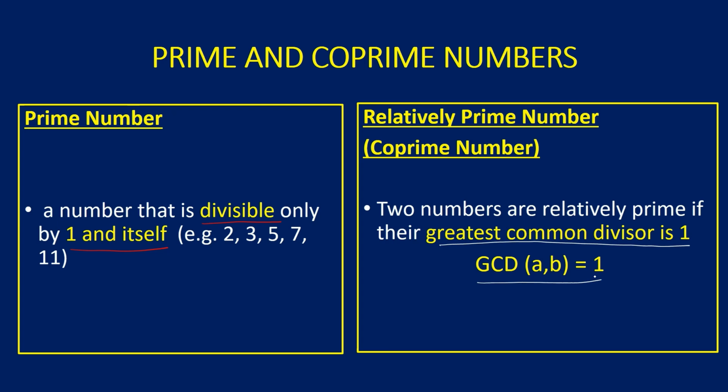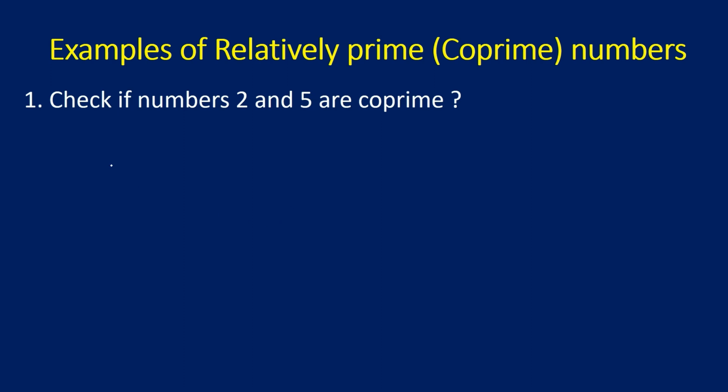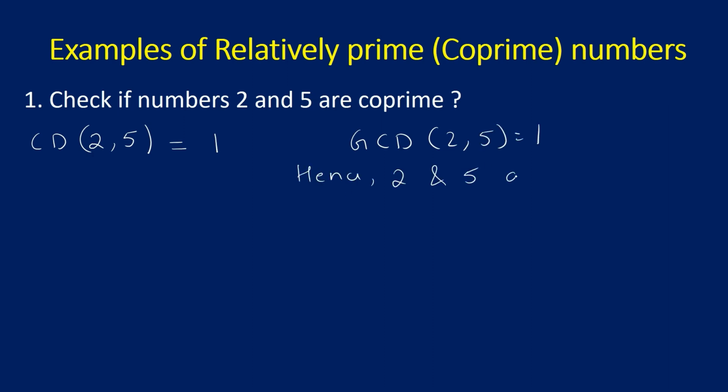So let us understand what co-prime numbers are with the help of examples. Let us first take this example: we have to check if 2 and 5 are co-prime. If you check these two numbers, 2 and 5, the common divisor of 2 and 5 is only 1. There is no other number which divides 2 and 5. So the greatest common divisor of 2 and 5 is 1. Hence 2 and 5 are relatively prime numbers, or co-prime numbers.